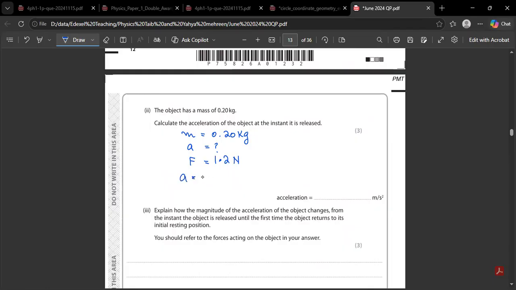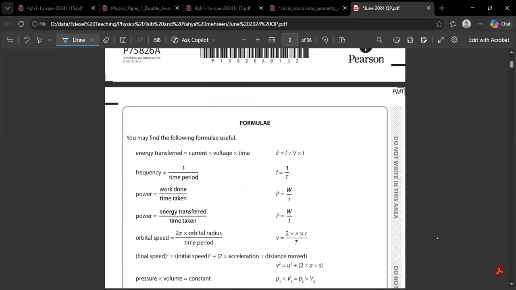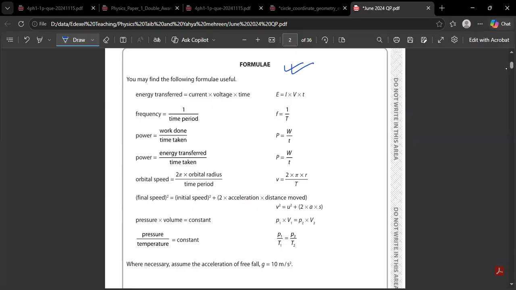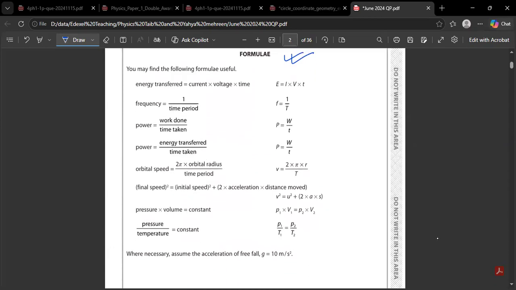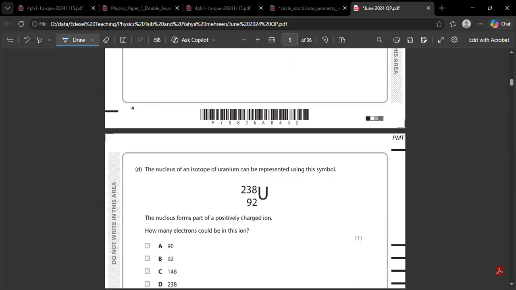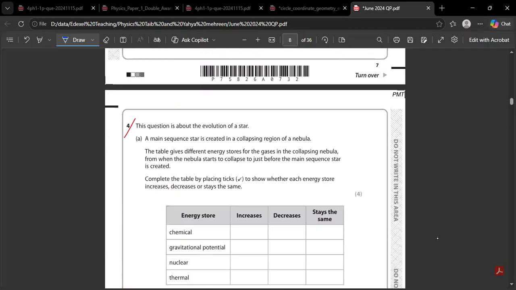where will this formula be given? Yes, this formula will be given to you. In every paper, the formulas will be given to you. The equations of motion will also be given to you, but a few formulas will not be part of that.